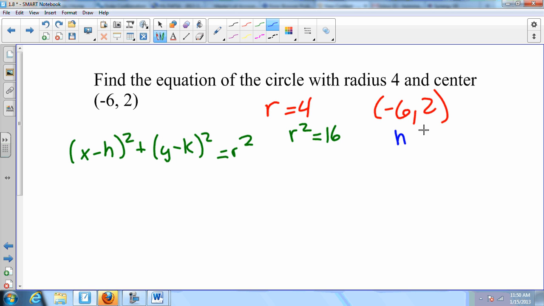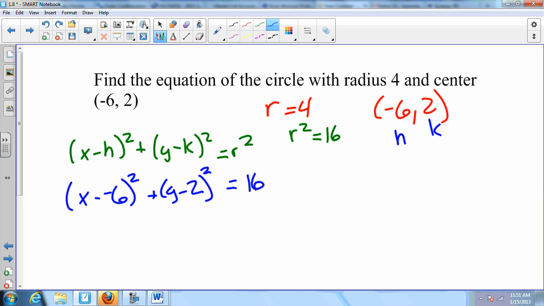H is -6. K is 2. And we plug it in. X minus -6 squared plus y minus 2 squared equals 16. Just change minus negative to a positive.